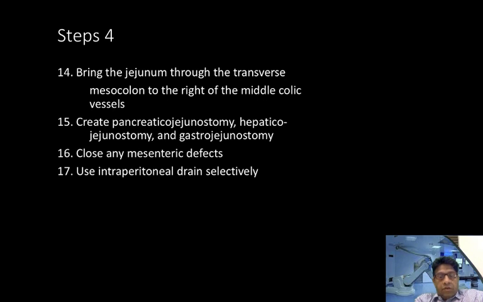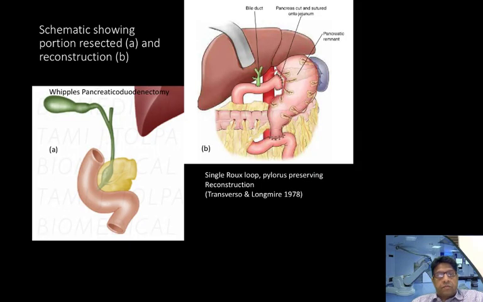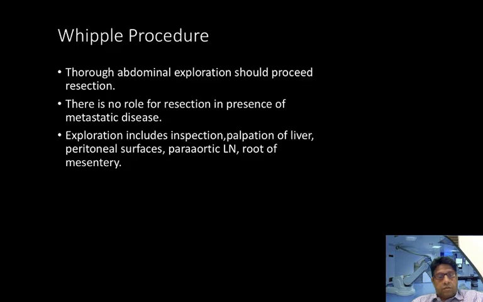Mesenteric defects are closed to prevent internal hernias, and then you may or may not use drains depending on your local policy. Okay, we've already shown this picture and identified these. Just going through a couple of schematics showing what is resected and the reconstruction, which I showed you in the previous lecture or slides.